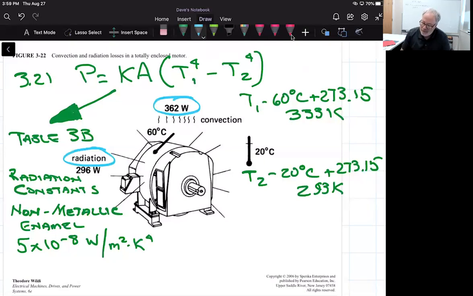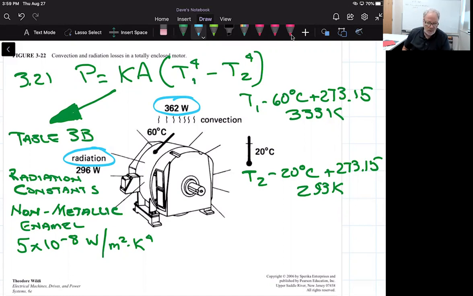And so we have an equation, our final equation, equation 3.21, that tells us that the heat radiated in watts is equal to a constant K. You can find the constant on page 65. There are these radiation constants that are given to us.